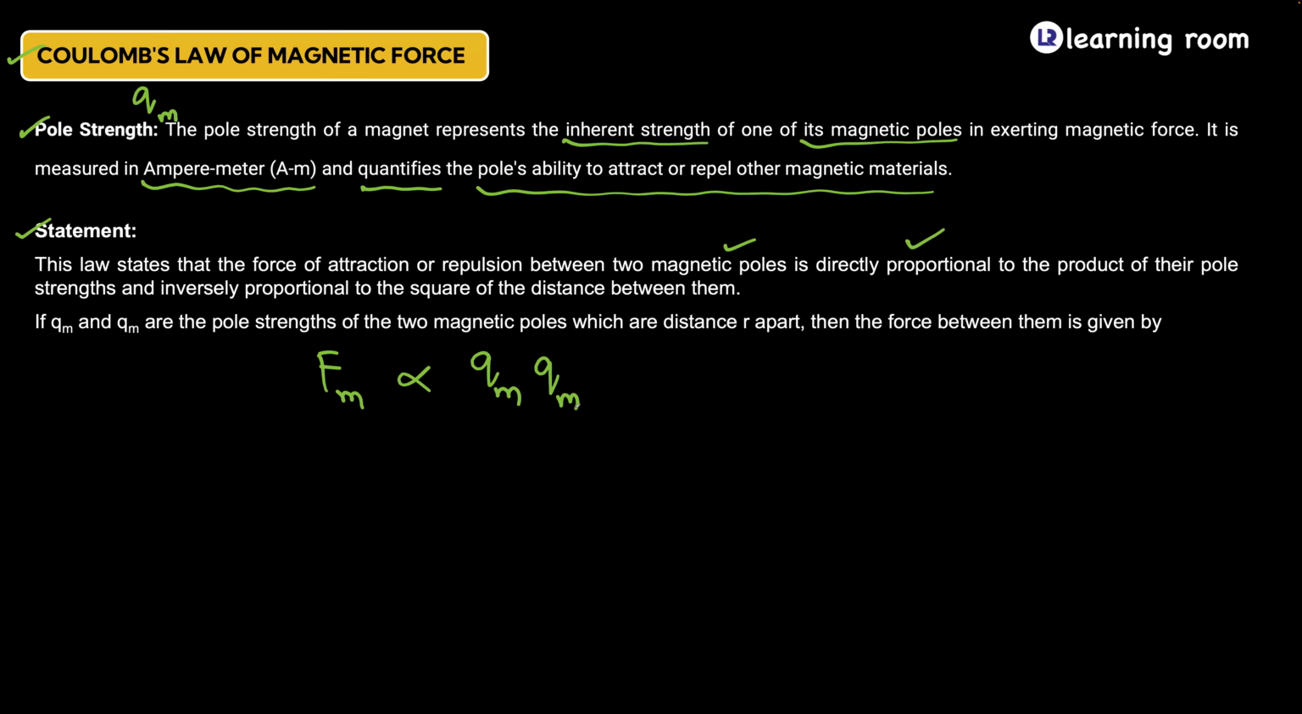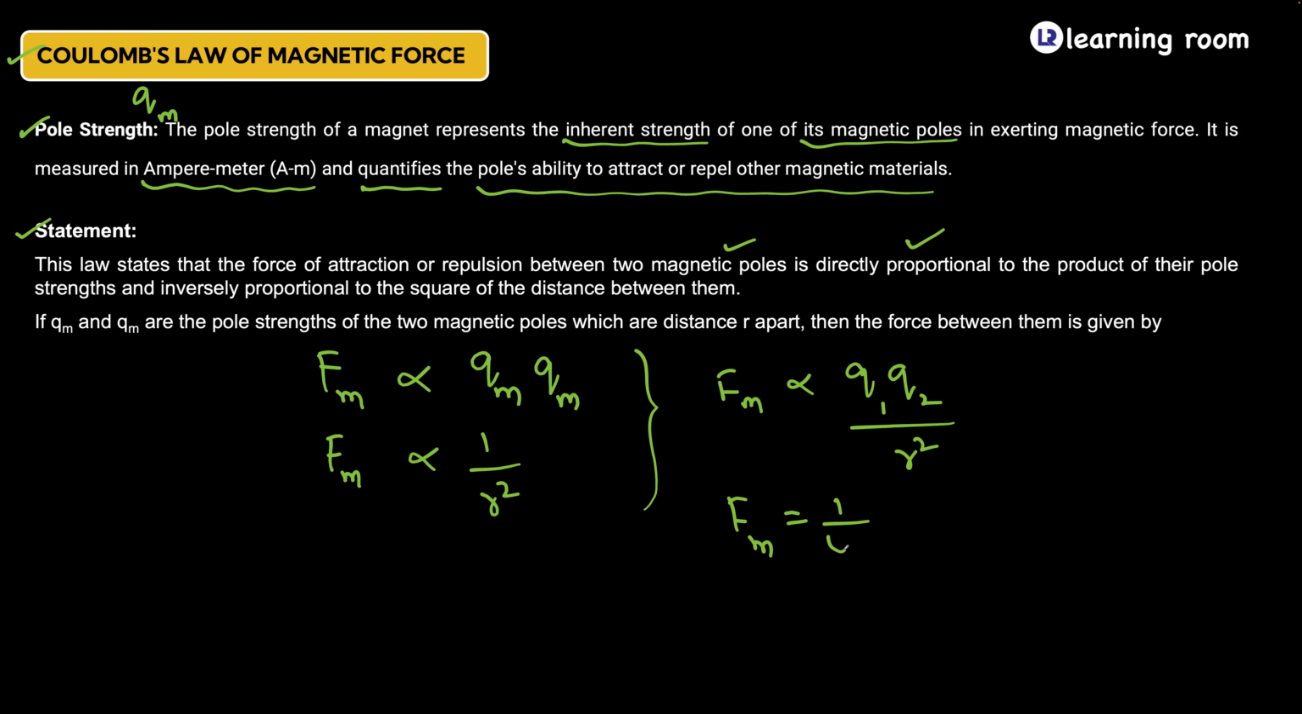the pole strengths, right? And obviously, it is going to be a similar pattern. It is going to be inversely proportional to the square of the distance of separation between them. Now, when you combine both, Fm is directly proportional to Q1 into Q2, the whole divided by R square. So Fm will be equal to how much? Correction. So Fm will be equal to mu naught divided by 4 pi into Qm1 and Qm2, divided by R squared.